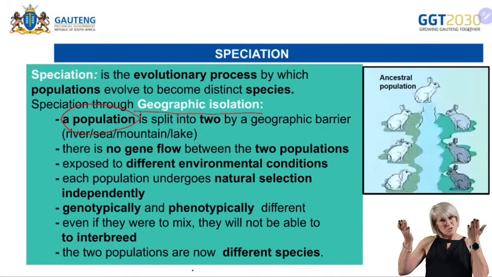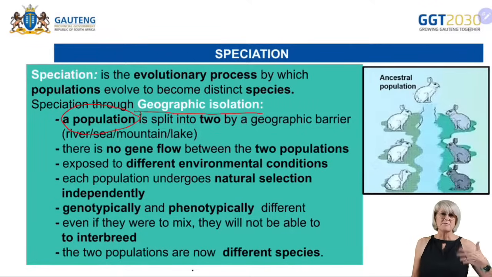They then are exposed to different environmental conditions. And it's the environmental conditions that will select certain characteristics. And remember, they're not cross-reproducing. So mutations are going to happen randomly in each population too. So they both undergo natural selection independently. The process is not the same in the two populations. So they become genotypically and phenotypically different. And even if we brought them back together, they would not be able to interbreed. We now have two different species.